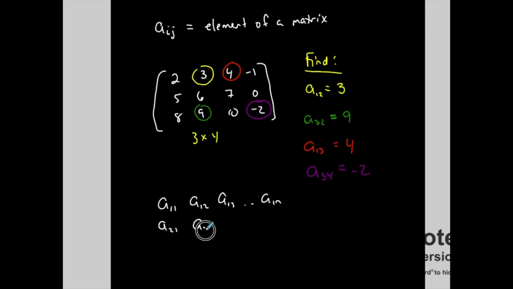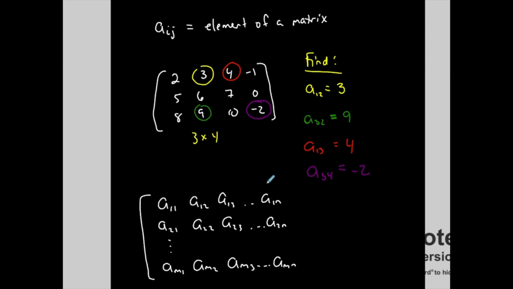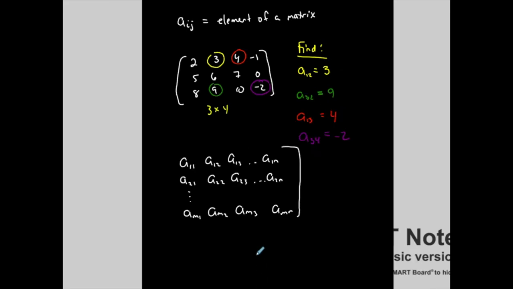A21, A22, A23, A2n, let's say blah, blah, blah, AM1, AM2, AM3, AMN, to represent a matrix in general. So, again, the first number is the row and the second number is the column. So M rows, N columns. So AMN is the last row and the last column. So this is a general representation sometimes of a matrix.